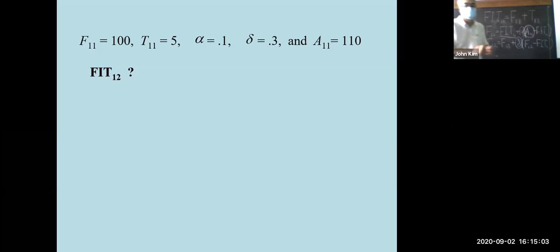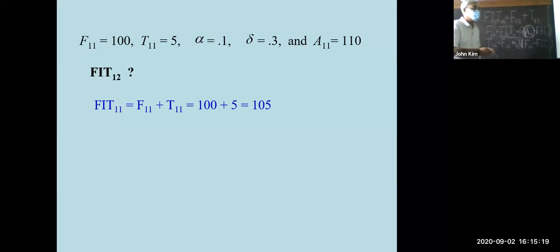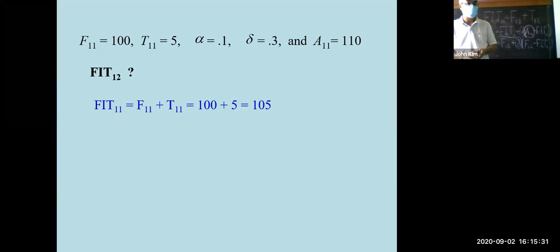So we know F11 is 100 and T11 is 5, so we can get FIT 11 with this calculation. FIT 11 equals 100, F11, plus 5, T11. So FIT 11 is 105.